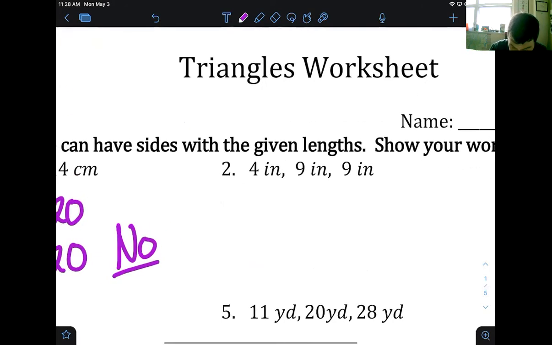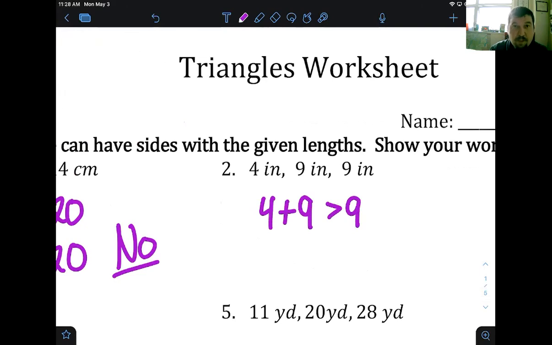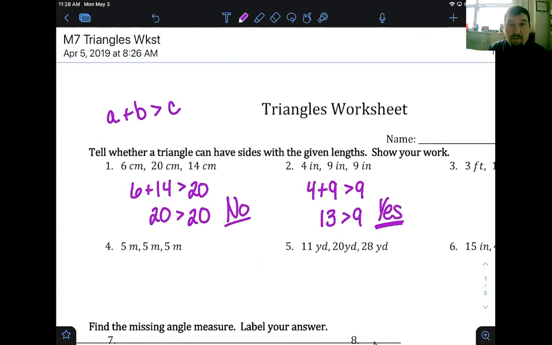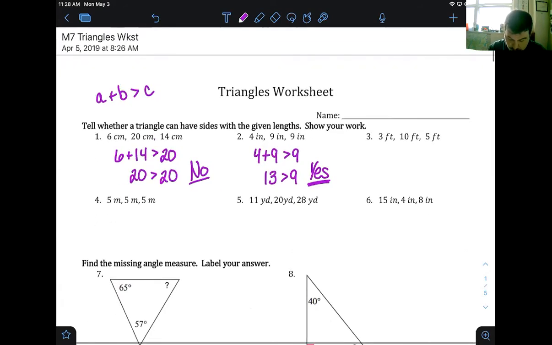Number 2, take the smallest 2 sides, which would be the 4 plus the 9. Is that greater than 9? Well, what's 4 plus 9? 13. Is 13 greater than 9? The answer here is yes. So you could make a triangle out of this. In fact, we'll learn tomorrow this is called an isosceles triangle because 2 sides are the same. So you'll do that with 3, 4, 5, and 6.